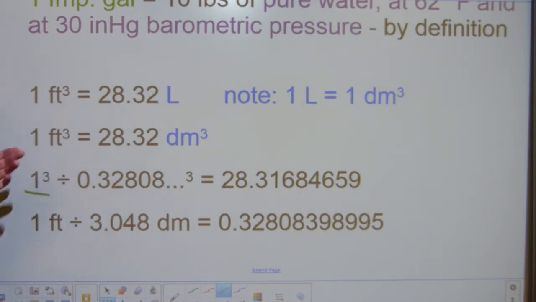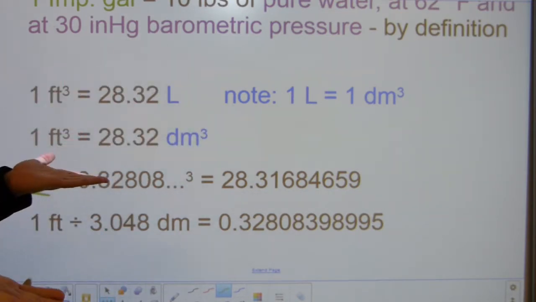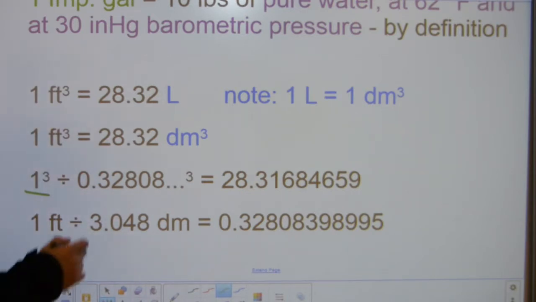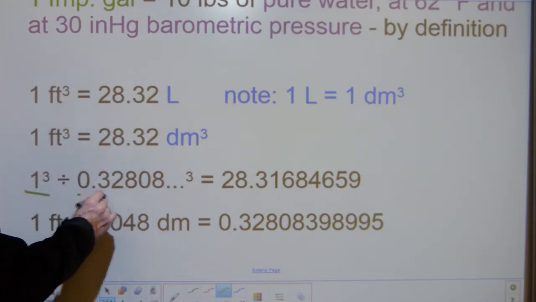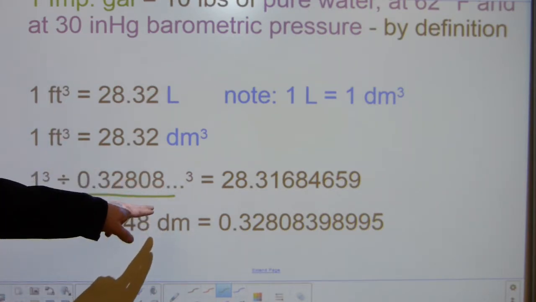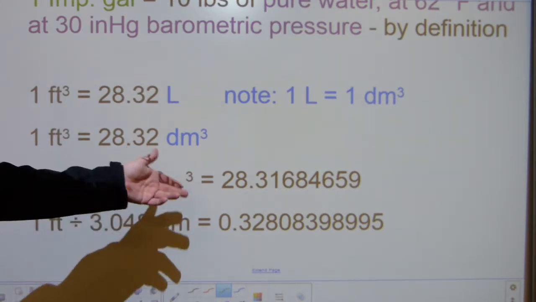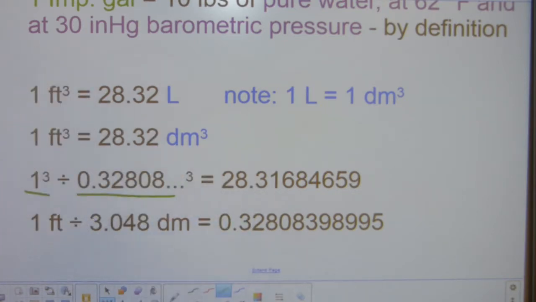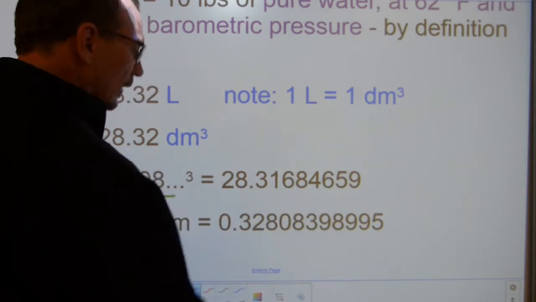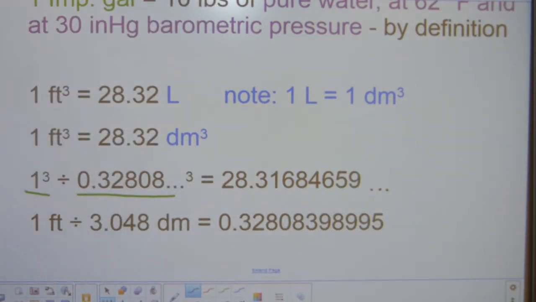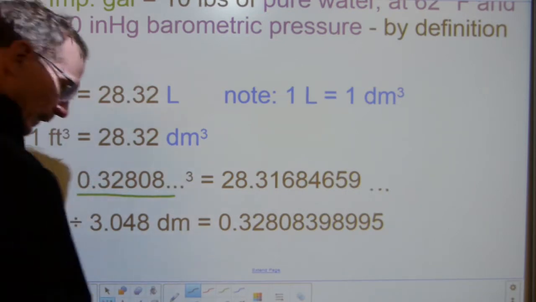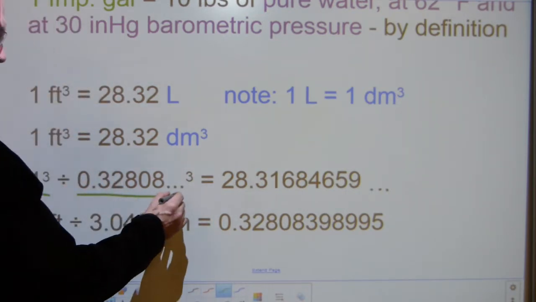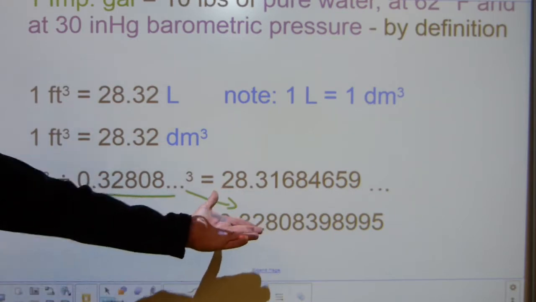1 foot, and again this is cubed because I wanted to represent that it's 1 times 1 times 1. It's still 1, but it's a cubic foot, it's volume. If 1 cubed is being divided by this number that has more decimal places, it's an infinite decimal number, and you cube that decimal number, you will get 28.3168, etc., the rest of the digits. So the digits here continue. This number is important in this conversion, and more of its decimal places are there.